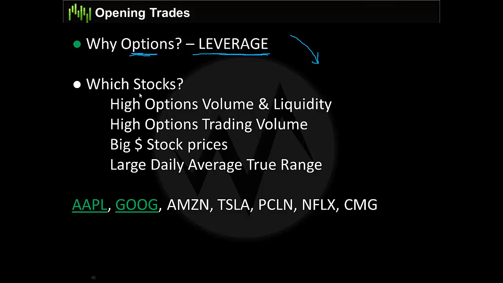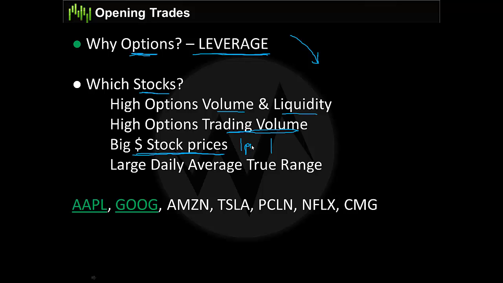Which stocks do we trade? We can't pick any old stocks. We want to find high option volume and liquidity. We want high option trading volume also. We want stocks with big stock prices because the increase in our option is dependent on the actual number of the price move.